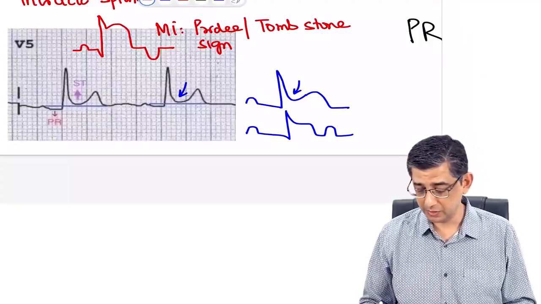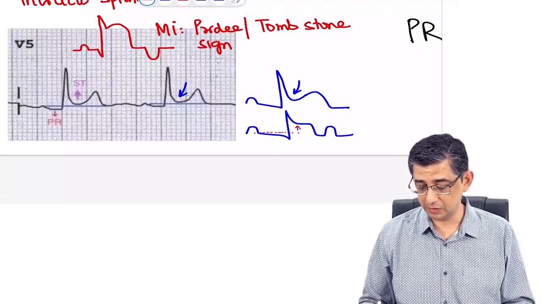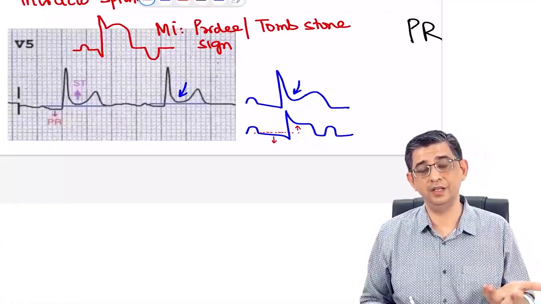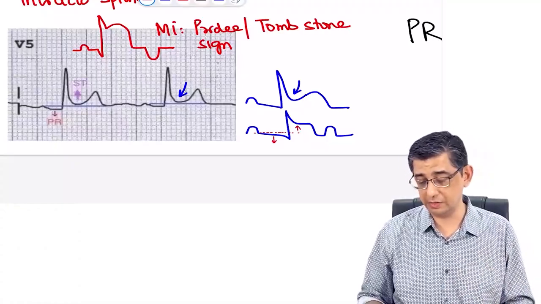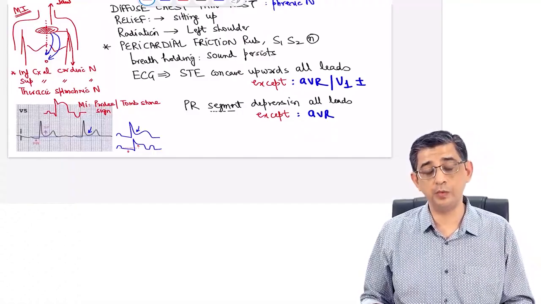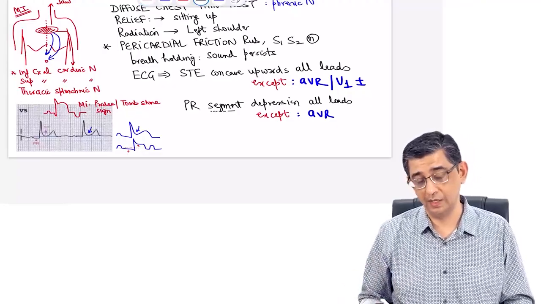And this is with respect to the baseline. This is the baseline. One part is going up, the other part is going down. Why this is happening is because the atria are also involved. So there's atrial irritation, there's ventricular irritation, which results in these abnormal vectors being generated. So ECG will definitely help you to confirm the diagnosis of this condition over and above the auscultatory findings.